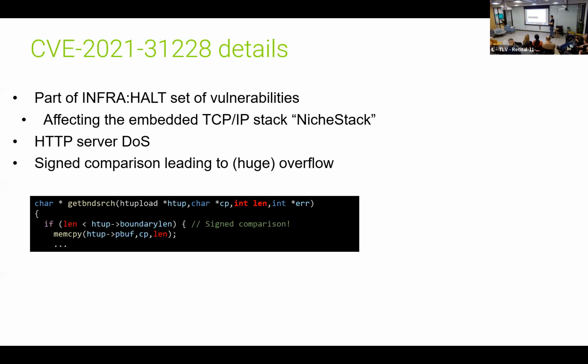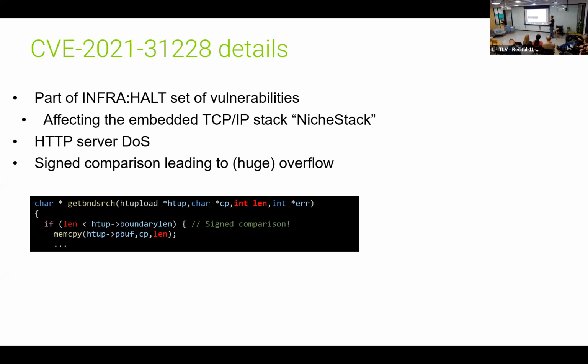Okay, so now let's talk about a real case where we applied this and found a vulnerability. For example, CVE-2021-31228. It's part of a collaboration that we did in the past with Forescout, which was really cool. We found a set of vulnerabilities in an embedded TCP/IP stack called Nichestack, which is pretty funny. It wasn't that niche, it actually affected a lot of devices. One of the vulnerabilities here was a denial of service. Here there was a signed comparison that leads to a huge overflow.